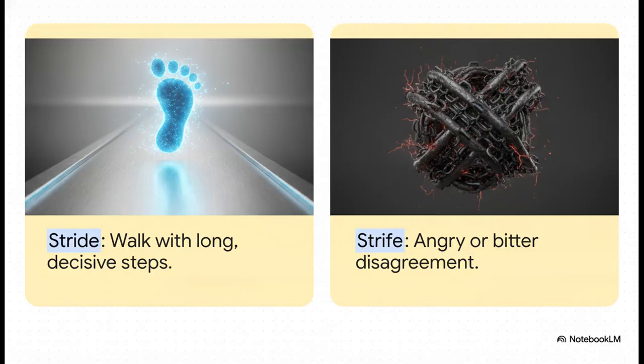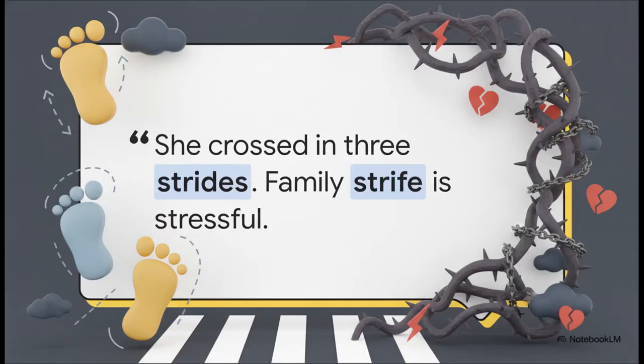Next up, we have stride and strife. Stride is a physical, measurable, large step forward. It's totally about movement and progression. Strife, on the flip side, is an invisible, often highly stressful interpersonal conflict. Look at this first example. She crossed the street in 3 strides. You can almost measure those 3 big, confident steps, right? In stark contrast, family strife is stressful, and represents a heavy emotional burden of disagreement. One is purely physical progress. The other is emotional friction.